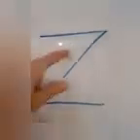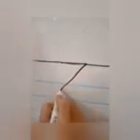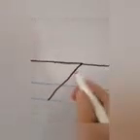Z, capital Z. Draw a sleeping line towards the right and then make a slanting line down towards the left, reaching the bottom. Now again draw a sleeping line from the bottom to the right.